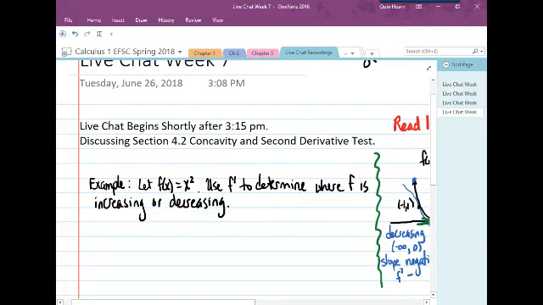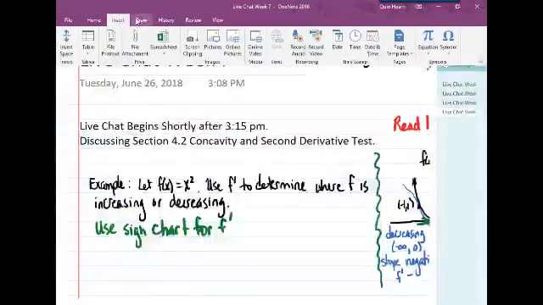Well, in reverse, we would know if f prime is negative, the function is decreasing, and if f prime is positive, the function is increasing. So the technique is to use a sign chart for f prime to find out where the function is increasing or decreasing. So what is f prime in this case?